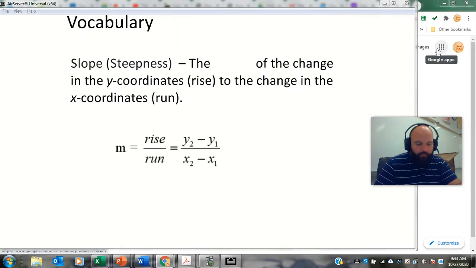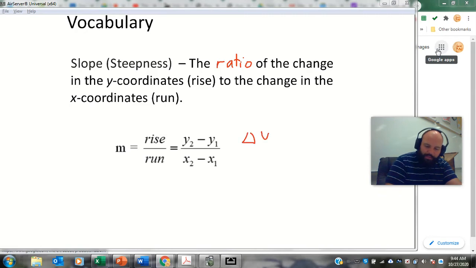So first thing we need to do, the slope, which is the steepness, the blank of the change in the y coordinates to the change in the x coordinates. And the word right here is ratio. And so slope is exactly that. It's a ratio. And it's the change in y, also known as delta y. The delta looks like a triangle, right? It means change. And so delta y divided by delta x is what gives us our slope. So the change in y over the change in x gives us the slope.